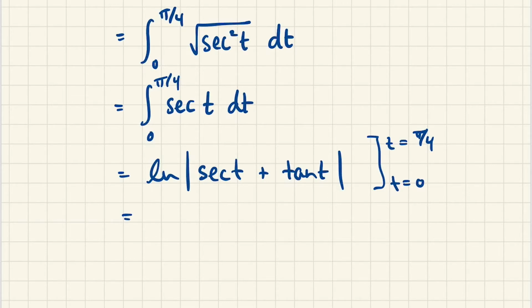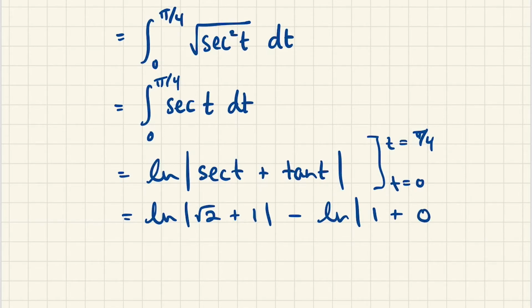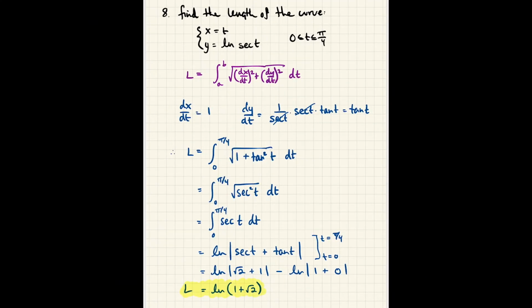And so we'll just plug in pi over 4 and 0. So we get ln of secant of pi over 4, which is rad 2, plus tangent of pi over 4, which is 1, minus ln of secant of 0, which is 1, plus tangent of 0, which is 0. So that right-hand term is just ln of 1, which is 0. So our final answer is ln of 1 plus rad 2, which is a positive number, so we don't need the absolute value. And that's our length.